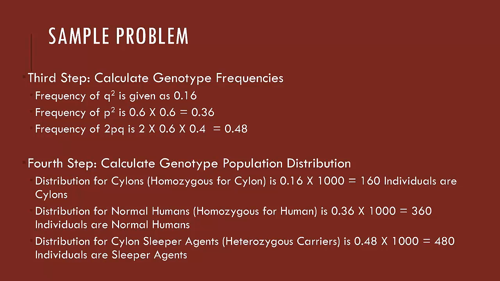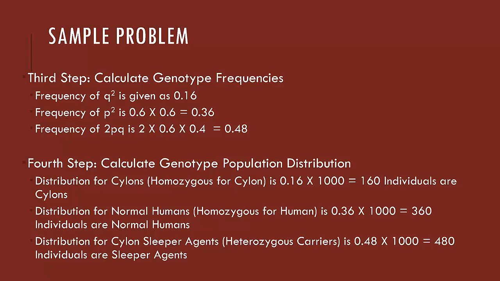So frequency of Q squared is given as 0.16. So we need to determine P squared. We can take P and plug it into this formula of P squared, which gives us 0.6 times 0.6 equals 0.36. Now the frequency of 2PQ can follow the same pattern where we plug in the frequency for P and Q into the equation 2PQ. So we get 2 times 0.6 times 0.4 equals 0.48.